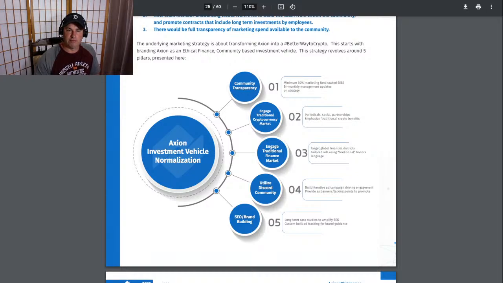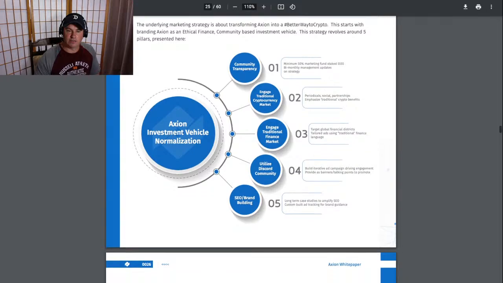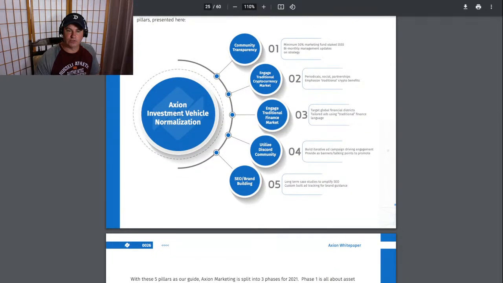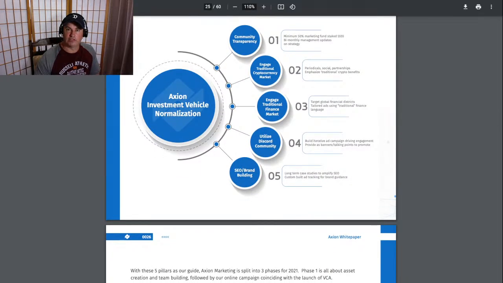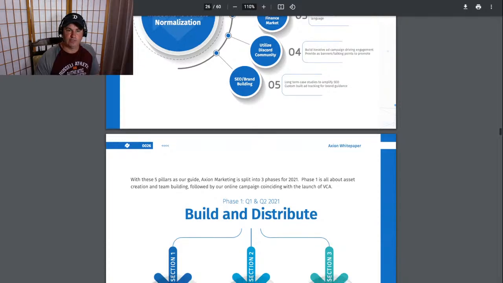We've got a minimum 50% marketing fund staked for 555 days, periodical social partnerships for the engaged crypto community, and targeting global financial districts, with tailored ads using traditional finance language. So pretty neat there, and obviously on Discord and with the SEO branding. So pretty powerful stuff here. This is a really critical part of Axion's future.